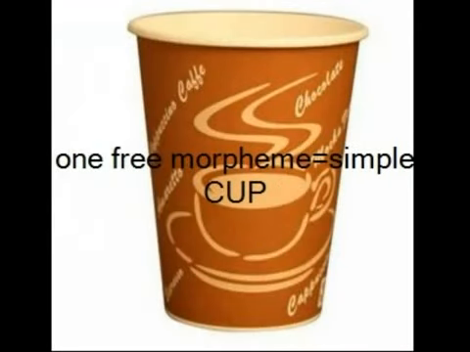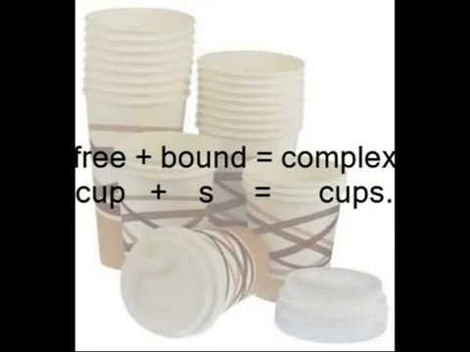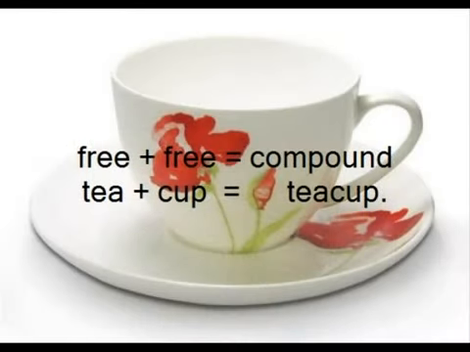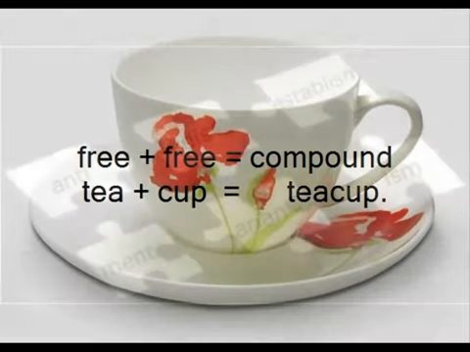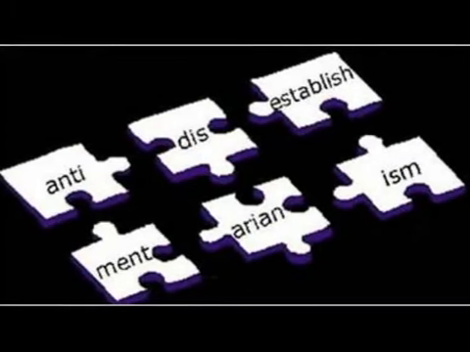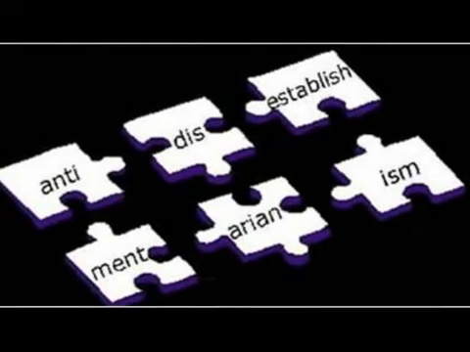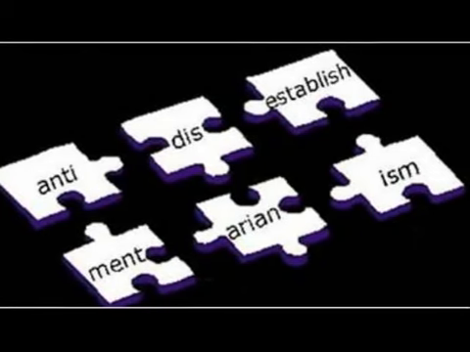You can use morphemes to make several types of words. Simple words are made of one free morpheme, like cup. Complex words are one free morpheme and one bound morpheme, like cups. Compound words are 2 or more free morphemes together, like teacup. Multiple types of morphemes can be strung together to make really long words like anti-disestablishmentarianism. How many morphemes does this word have?